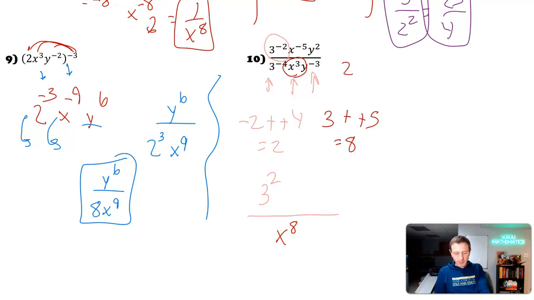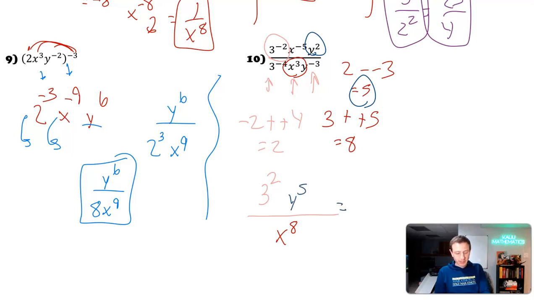And y, big minus small, so 2 minus a negative 3, which is going to be 5. 2 minus negative 3 is 5. Where's the big exponent? Big exponent is on the top. 2 is bigger than negative 3, so I'm going to get y to the 5th on the top.